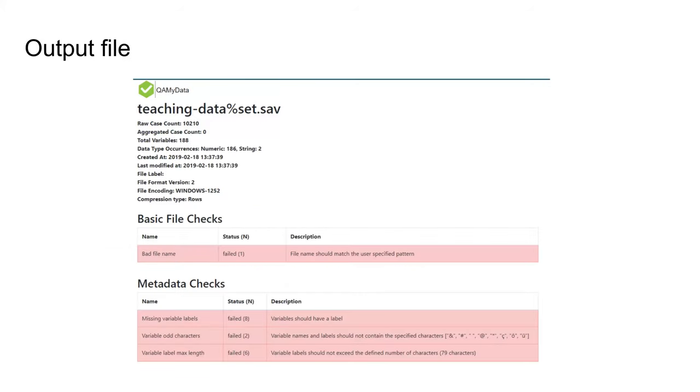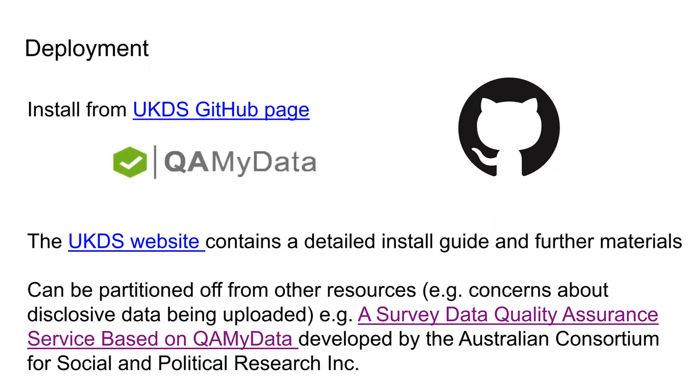The output file, the default one, is HTML because that's most human readable, I would say. The tool does have the option of providing JSON outputs, but JSON outputs are more for when, for example, you're integrating the tool in a curation pipeline, smart metadata or big data, because the JSON can actually be read by machines.